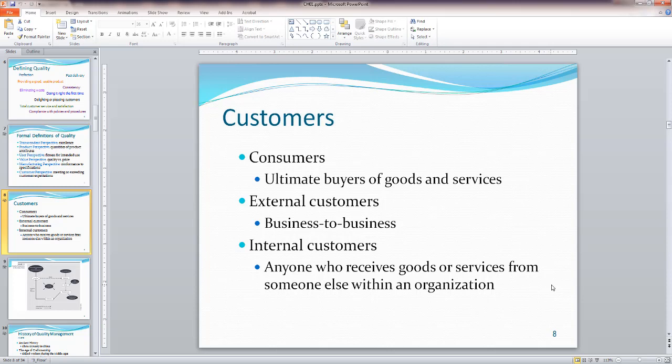So you have customers all the way up and down the process. And what you're looking for is to make sure that whoever is giving you information is providing you the information that you need to fulfill your job, okay, to make your job better, or to make you at least do your job the way it's supposed to be done. So anybody who receives goods or services from someone else within the organization is an internal customer. And quality looks at all of these. They look at the consumer, they look at external customers and internal customers.